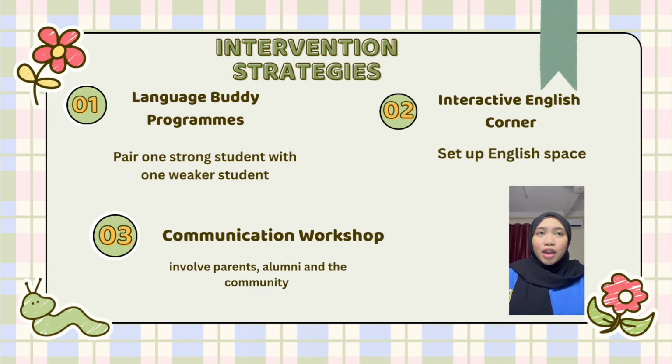So, our topic is improving English mastery among rural students. The main problem is low proficiency due to environmental, socio-economic, and cultural factors. We propose 3 strategies: language buddy programs, interactive English corner, and communication workshops with communities.